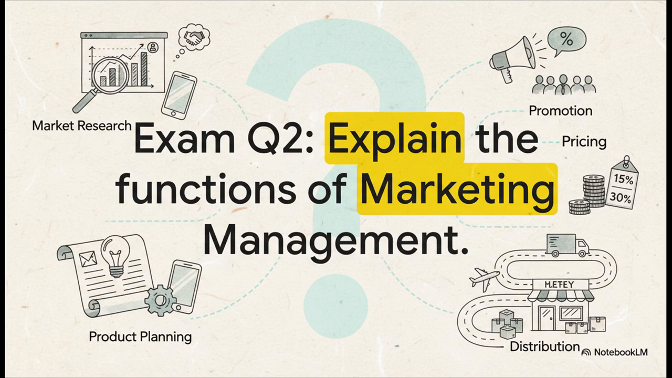Here's another classic question. Explain the main functions of marketing management with examples. For this one, you'll need to explain those 5 functions we went through: market research, product planning, pricing, promotion, and distribution. And remember, make sure you give an example for each point, just like we did.